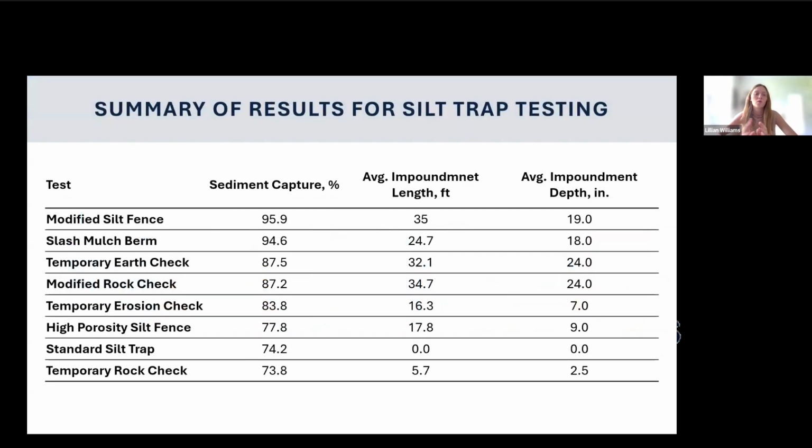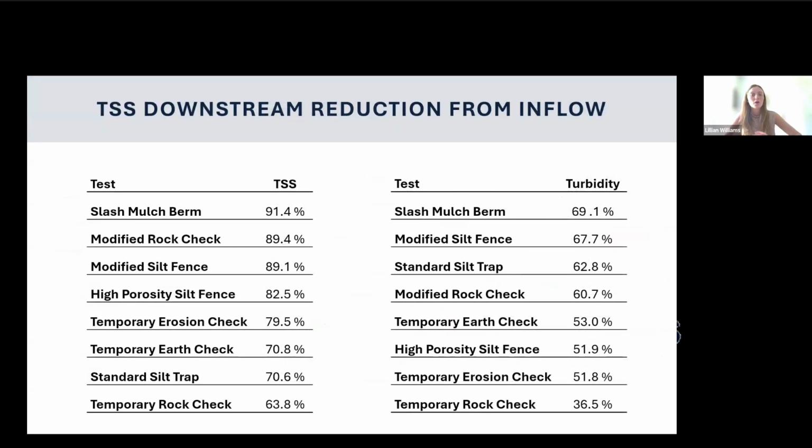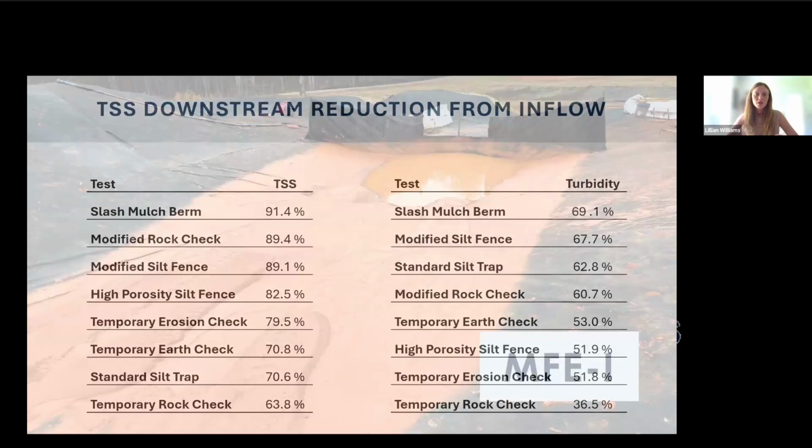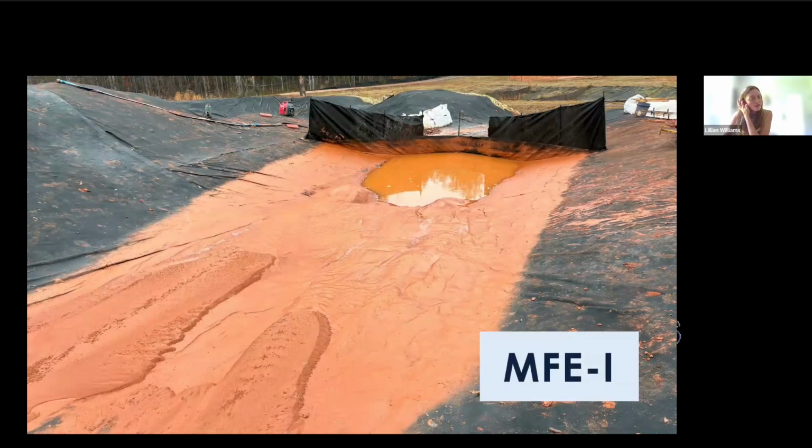So our summary of our testing results is that the modified silt fence had the highest sediment capture and highest impoundment length. And then our water quality results were that the slash mulch berm actually performed the best in both TSS and turbidity, and our modified silt fence was in the top 3 for both. And then that third practice was different on each one. So our MFEI we determined was this modified silt fence just because of that really high sediment capture and the high water quality results that we've seen.